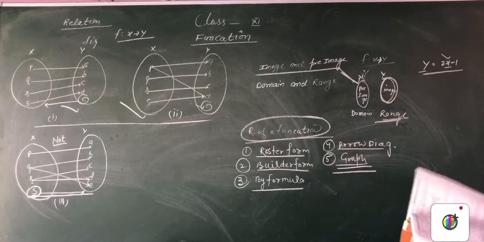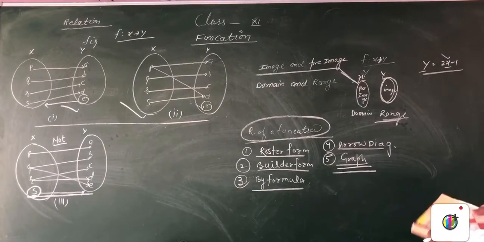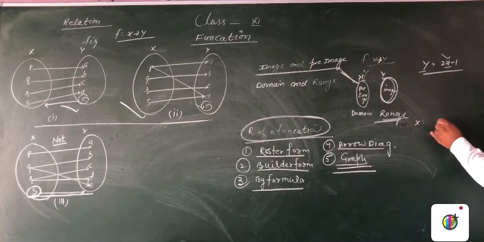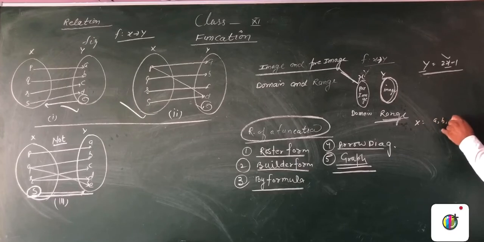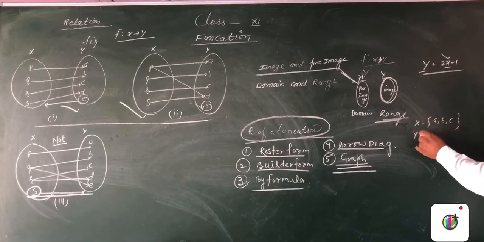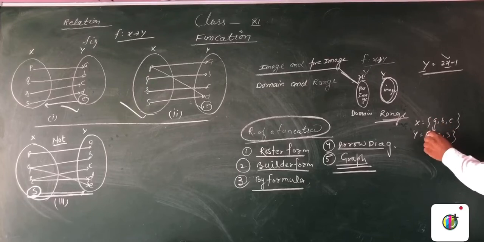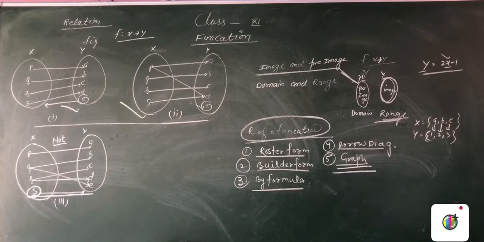In roster form we make a function like this. X is the element of set a, b, c. Y is 1, 2, 3. Then this is a function. Each element of x has an image in y. Then this is a function and this is called your roster form.